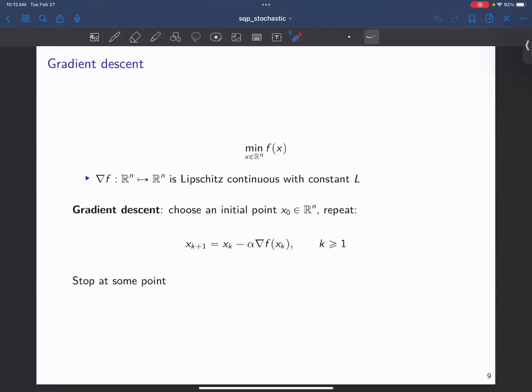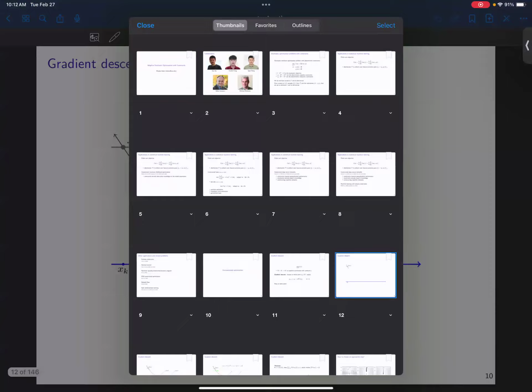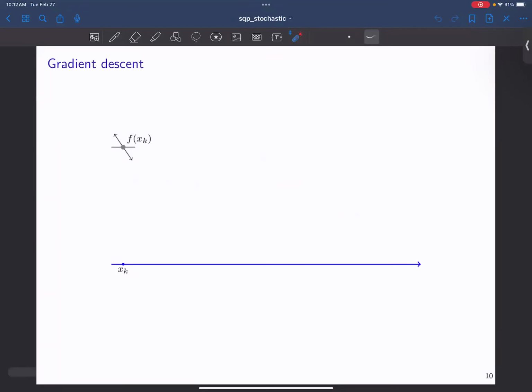So in this case, this parameter alpha is very important. The convergence of this algorithm will depend on how we choose alpha. And also we need to be mindful of how we decide when to stop. But the idea behind gradient descent is that we don't know how this function f of x looks globally. So we cannot determine where the minimizer or the stationary point is.